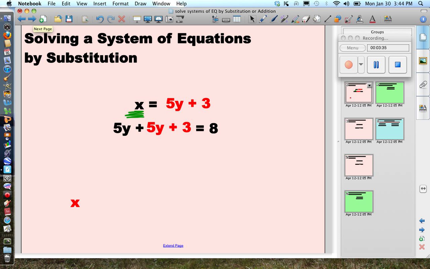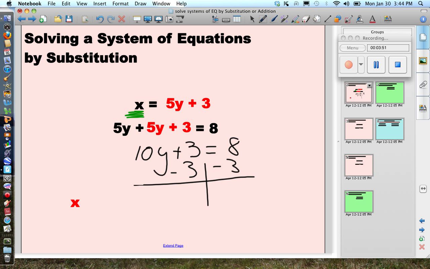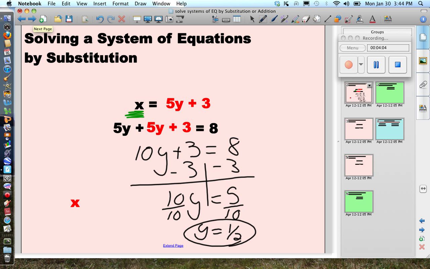Now notice it wasn't anything times x, so I'm not using the distributive property here. I'm simply going to take 5y plus 5y, which is now 10y, plus 3 equals 8, and I'm going to solve that equation. So I'm going to subtract 3, and I get 10y equals 5. I'm going to divide by 10. Be careful, I'm dividing by 10, not the other way around. So my answer is that y is 1/2.